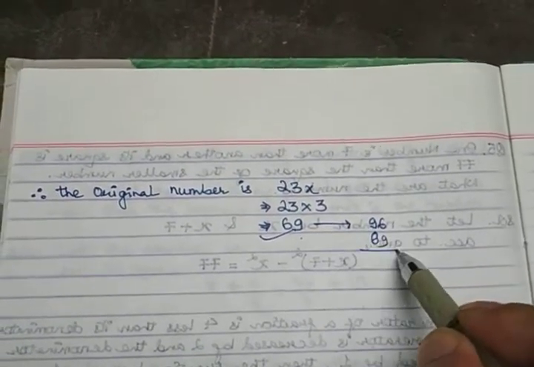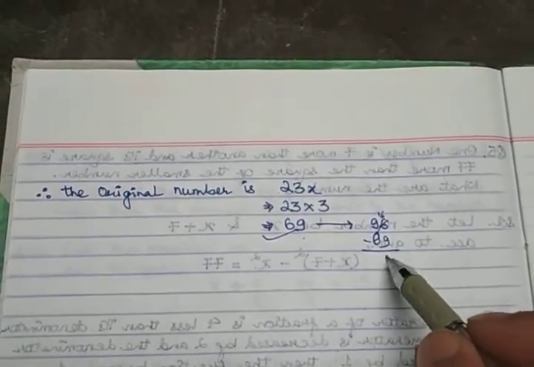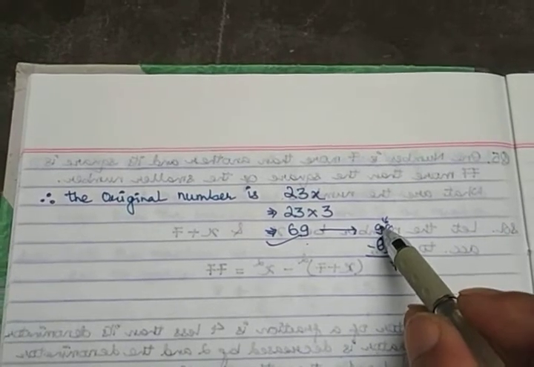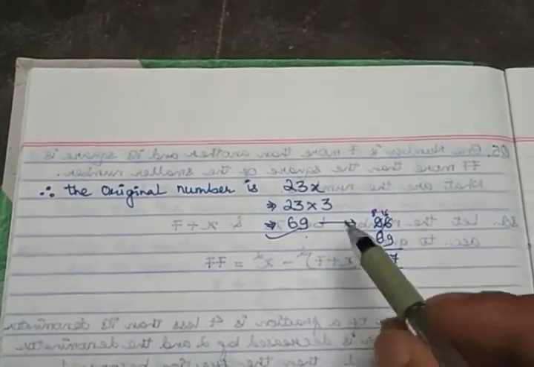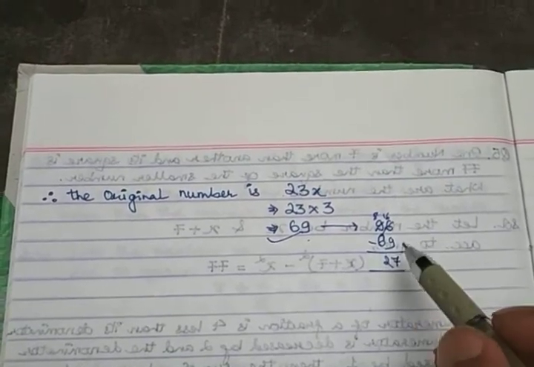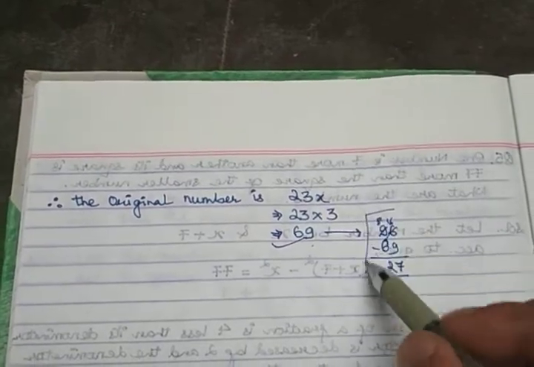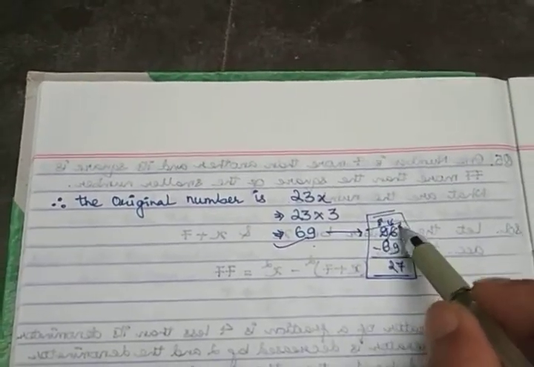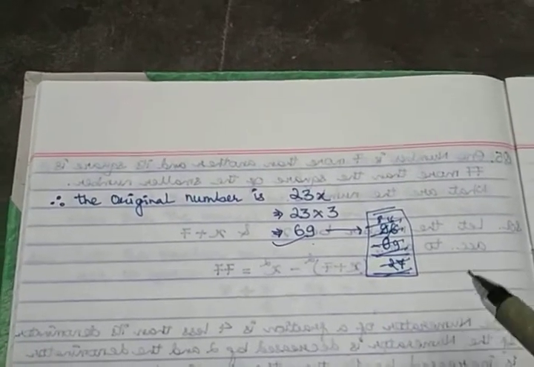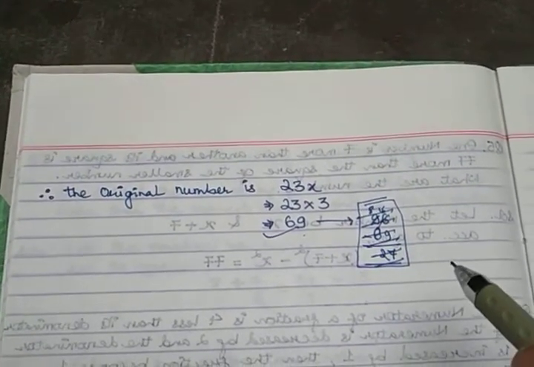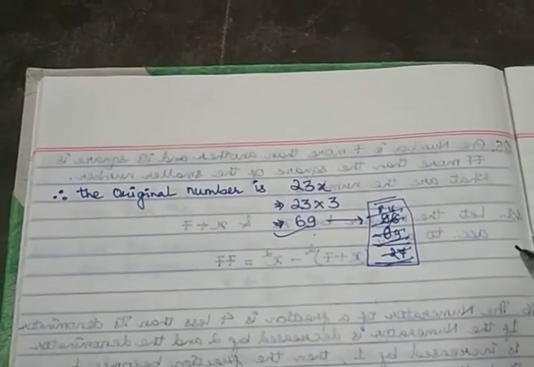So 96 minus 69. 6 minus 9, borrow, it is 16 minus 9, 7. So here we have now 8. 8 minus 6 is 2. 27. So now the number we got was greater than the original number by 27, isn't it? This is just for cross check. There is no need to do that in your exercise copy. It's just for you, in order to know whether you have done it correctly or not. So your answer is 69.